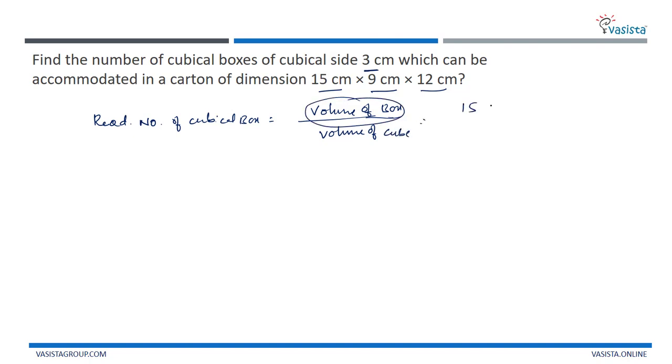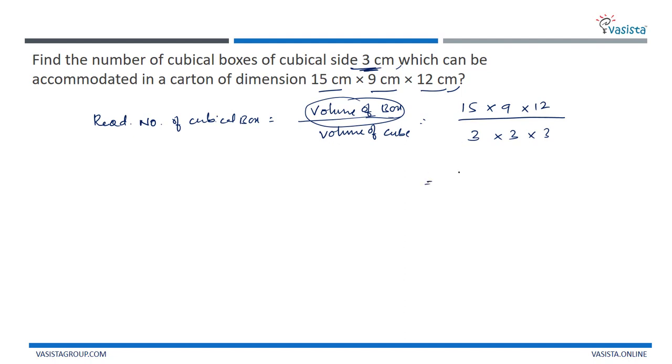That is 15 into 9 into 12. And the volume of the cube is, they have given cubical side 3 centimeter, so 3 into 3 into 3. And you must observe the dimensions. Here this is also centimeter and this is also centimeter.